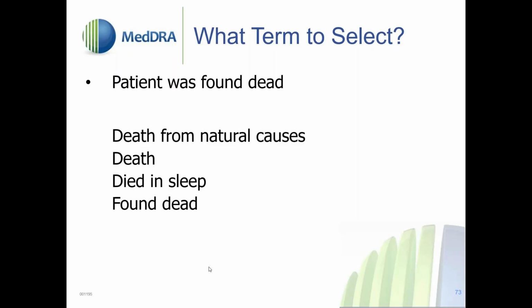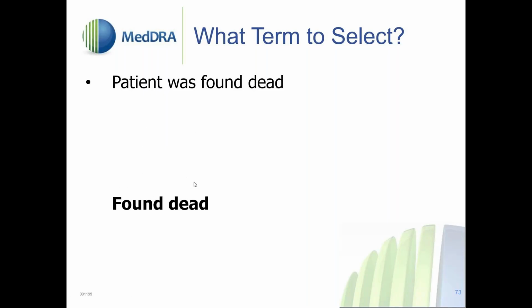But if the outcome death is the only information in a case, then of course an appropriate LLT for the reported circumstances of the death of the patient must be captured. For the reported outcome, patient was found dead, LLT found dead would be the most suitable term assignment as it is closest to what has been reported. LLT death would be too vague, and when assigning LLT death from natural causes or died in sleep, we would add information that was not reported. So in this case, the appropriate fatal outcome LLT has to be coded since this was the only information in the verbatim, found dead.